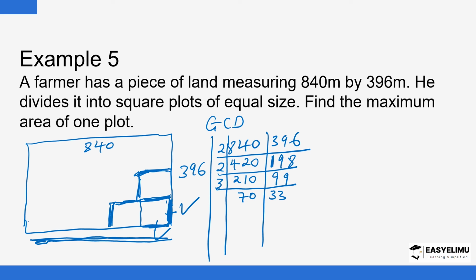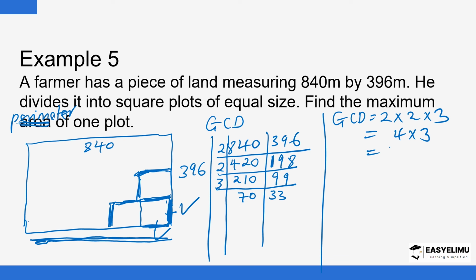So GCD, which is equals to the length. So I'm finding perimeter, maximum perimeter. This word is supposed to be perimeter. Maximum perimeter of one plot. So GCD is 2 by 2 by 3. So that is 4 by 3, which is 12 what? 12 meters. So this must be the length of one square plot.